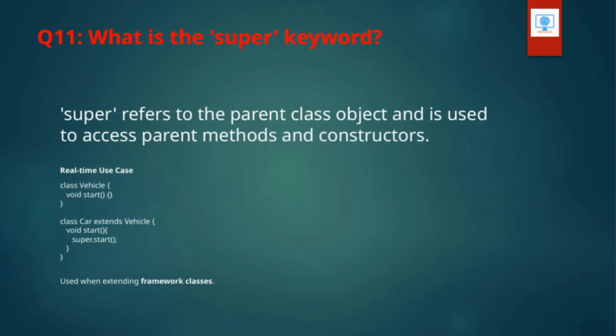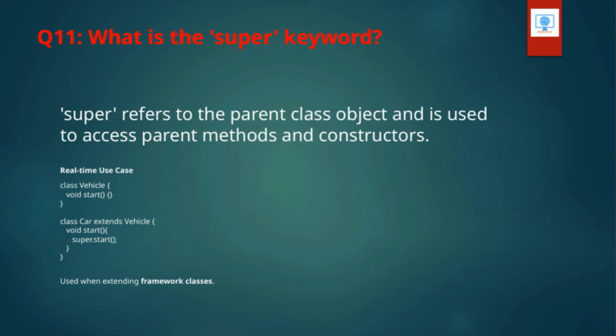All right, let's talk about the super keyword. When we see super, it refers to the parent class object. It's used to access parent methods and constructors from within a subclass. This is especially useful when we want to call a method from the parent class that we've overridden in the child class, or when we need to invoke the parent's constructor explicitly.